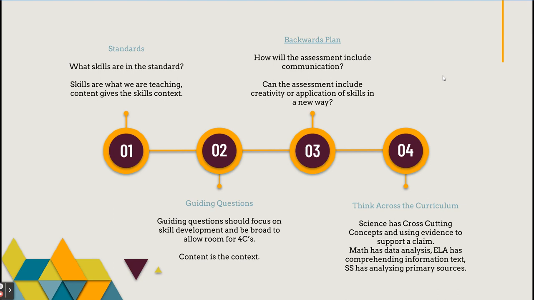Using evidence is a huge piece of science, but it's also a huge piece in writing, in social studies, and a big part of math. You may not think of showing your work as evidence, but that's basically what it is. You're showing your thinking. It's evidence of your thinking. So math has data analysis, which fits into all sorts of different places. ELA has comprehending informational text, which is a huge part of social studies and science. Social studies has analyzing primary sources. Again, a huge piece of social studies, science, and even math.